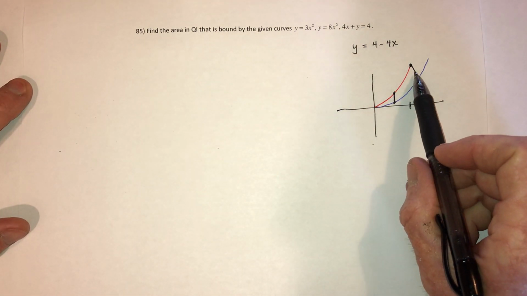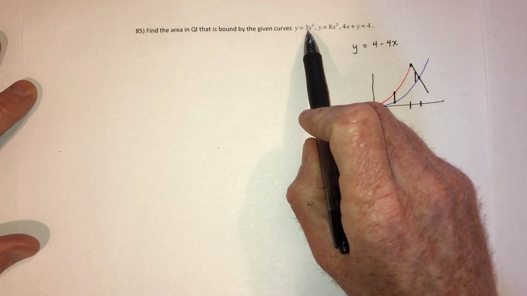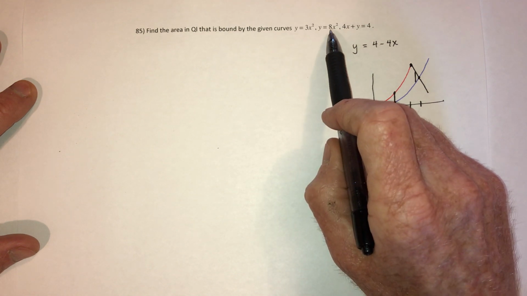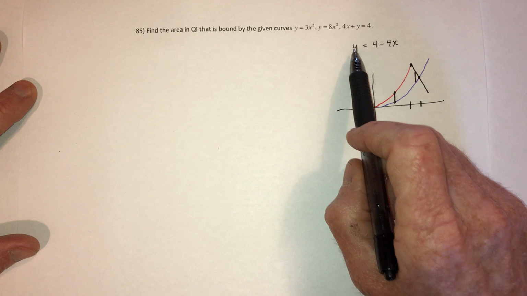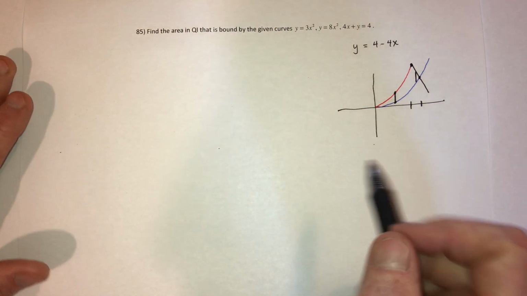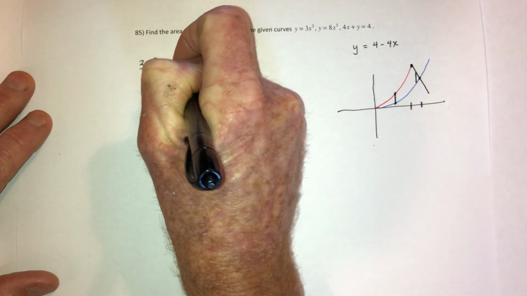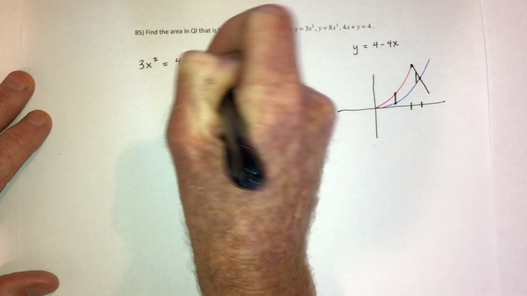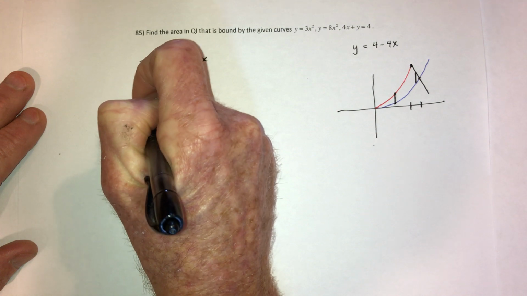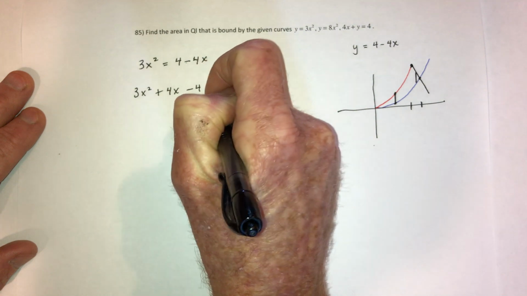So this is when the parabola meets the line. This is when the other parabola meets the line. So basically I need to take this one and substitute it in there, then solve for x. Then take this one, substitute it, and solve for x, and get these two x values. So for one of them, it's going to be 3x squared equals the line 4 minus 4x. And then move everything to the left side. So 3x squared plus 4x minus 4 equals 0.